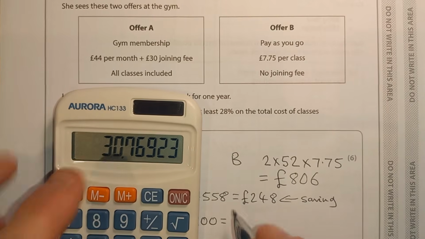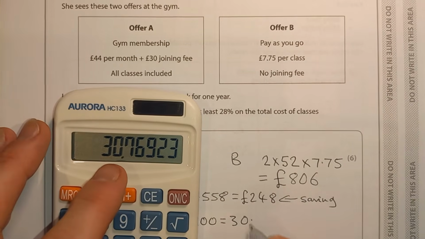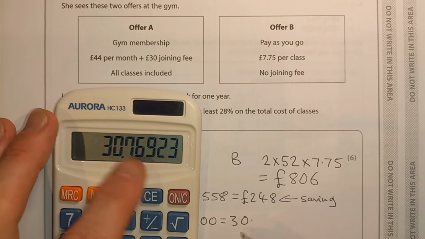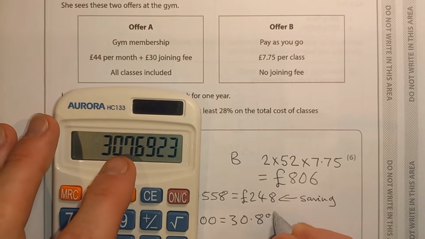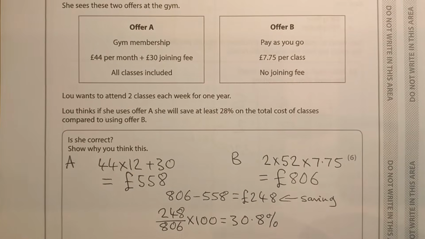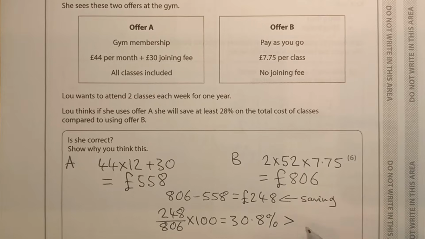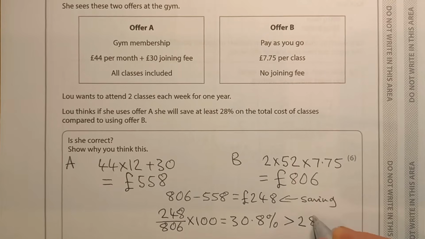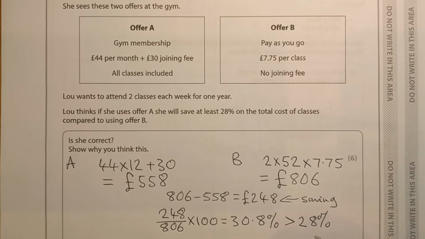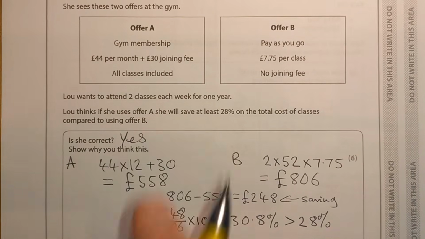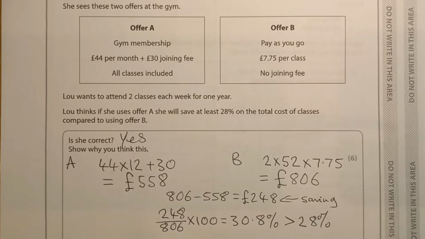And we get a percentage of 30 point, we'll do it to one decimal place, so 76, so it's more than 5, so we round up to 30.8%. She thinks she'll save at least 28%. Well, yeah, 30.8% is more than 28%. So is she correct? Yes, she is.